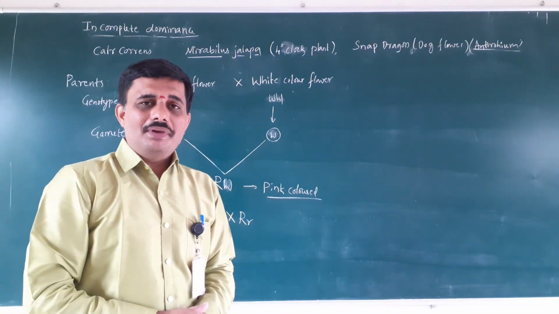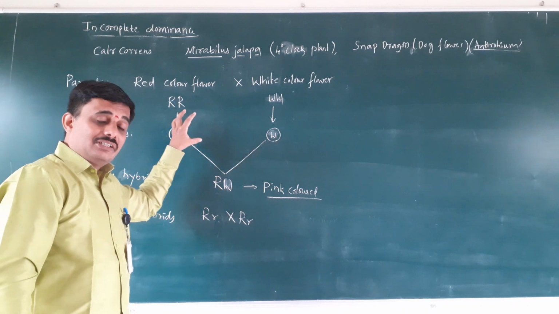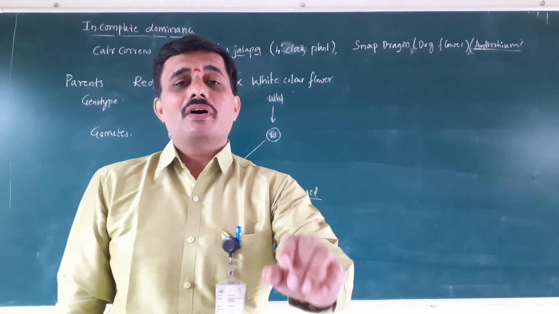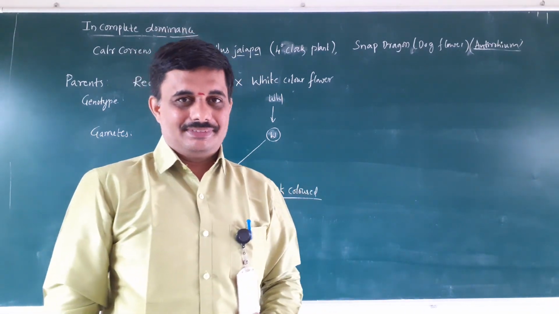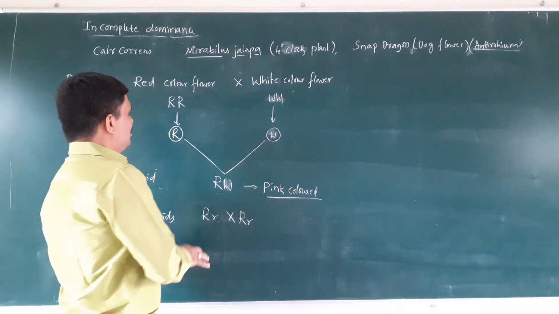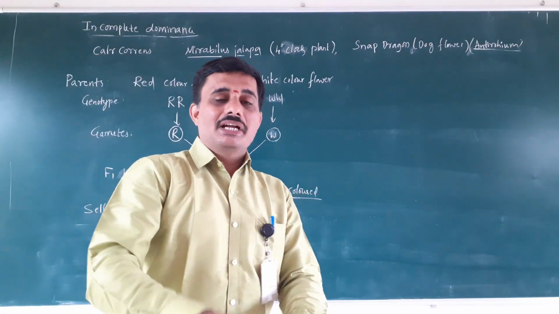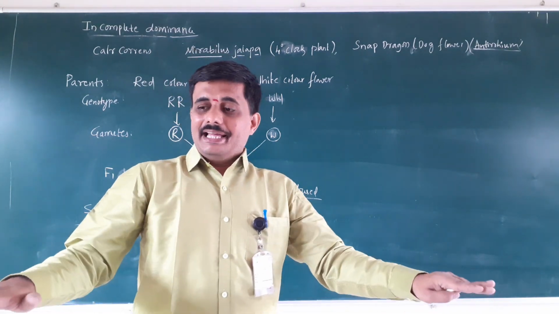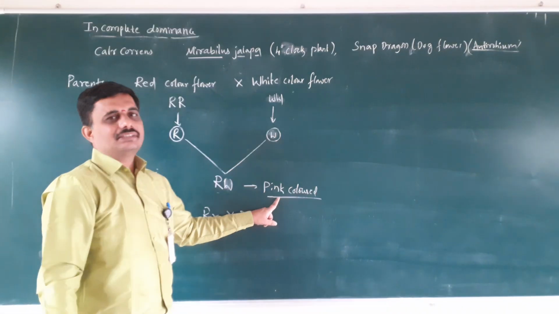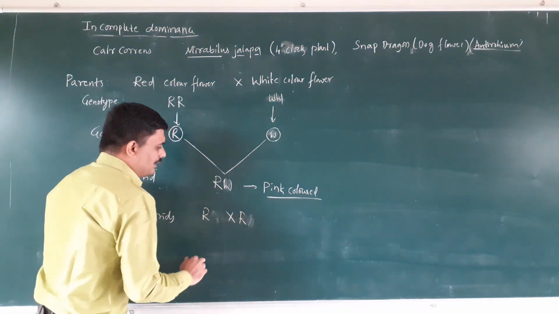Then what is incomplete dominance? The dominating gene is incompletely or partially dominating over the recessive gene, so the expression of an intermediate character occurs in the F1 generation. It is called the law of incomplete dominance.